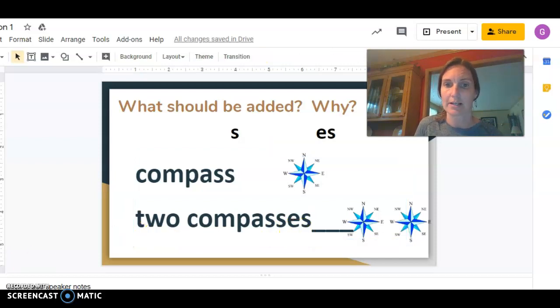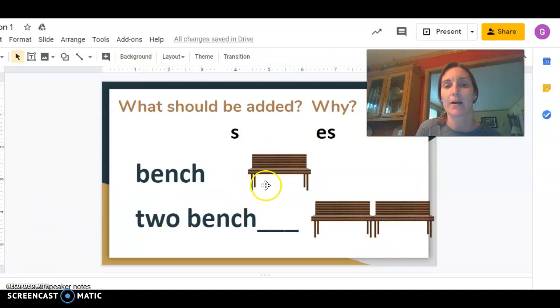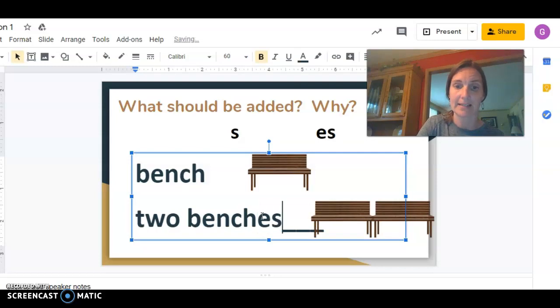Let's take a look at another one. Here I have the word bench. I want it to say two benches. Which suffix do I add? I add the suffix es because if I look at my base word bench, it ends with ch, and that follows the rule to add suffix es.